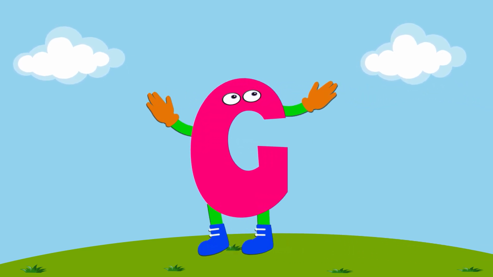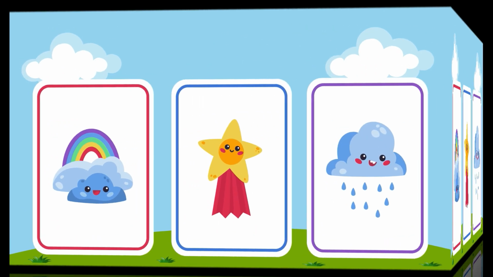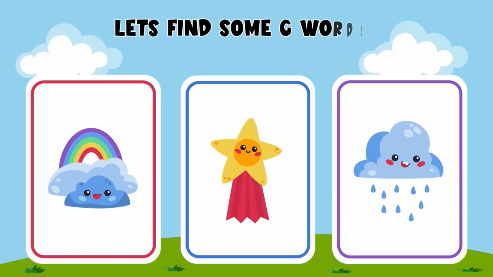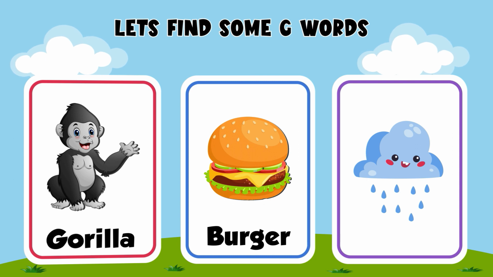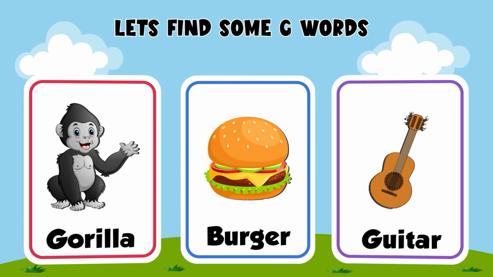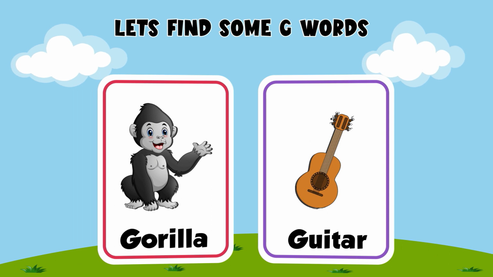This is alphabet G. Let's find some G words. Gorilla. Burger. Guitar. G, gorilla. G, guitar.